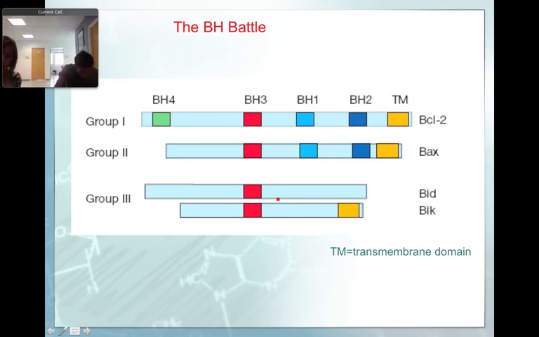And the key to this is not to memorize the numbers or names or groups or anything. The key is that these homology regions allow these proteins to interact. And it's the interactions of these proteins that controls whether or not a cell is going to live or die. Okay? So don't memorize the names. Don't worry about how many domains there are. Realize that the survival of the cell is dependent on the ability of these things to interact and either allow death to occur or prevent that from happening.